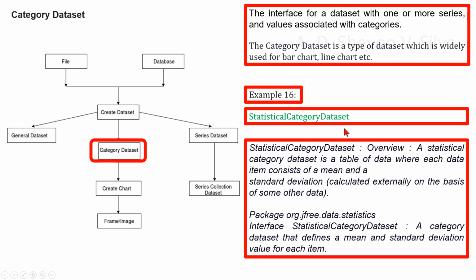Overview of StatisticalCategoryDataset. A statistical category dataset is a table of data where each data item consists of a mean and a standard deviation calculated externally on the basis of some other data. Interface StatisticalCategoryDataset in package org.jfree.data.statistics, a category dataset that defines a mean and standard deviation value for each item. This interface is an extension of the CategoryDataset interface.